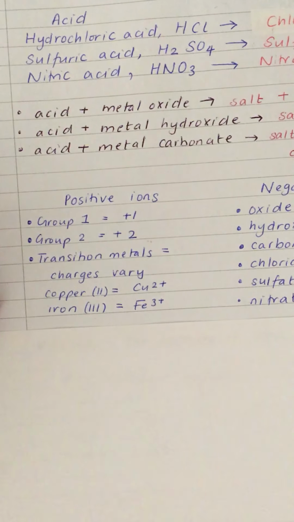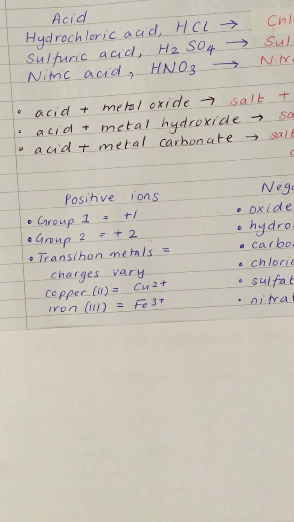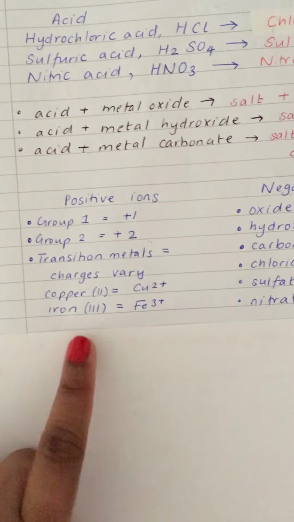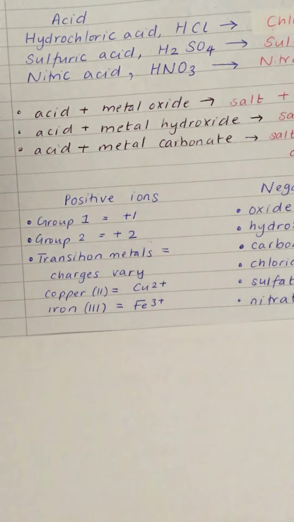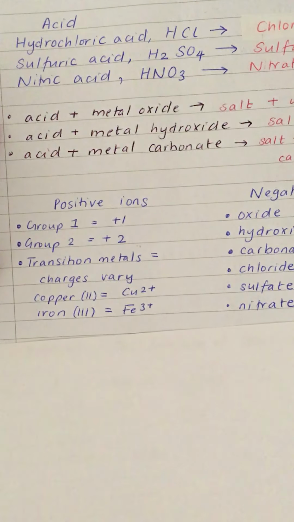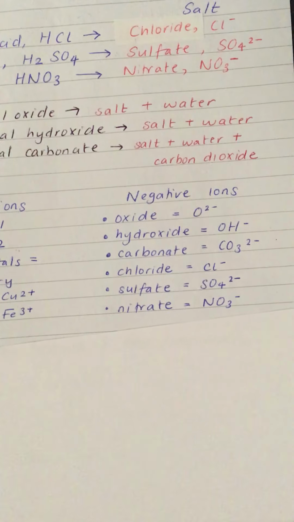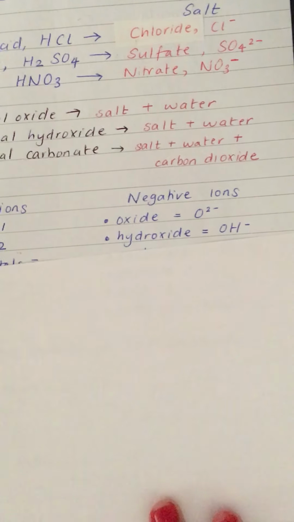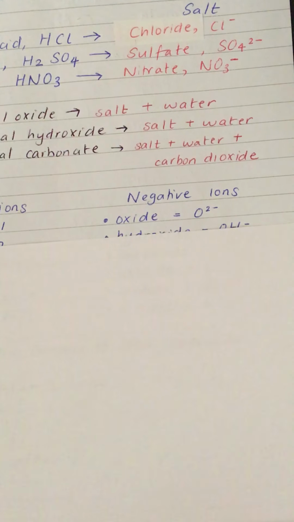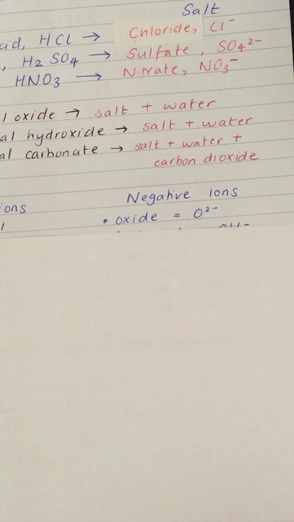Okay, when we do some examples together, that would be really, really important when you're writing out the formula of some of these products. Right, negative ions that you need to know. Well, oxygen, obviously, because it's in group 6, it gains 2 electrons, it forms an O2-.